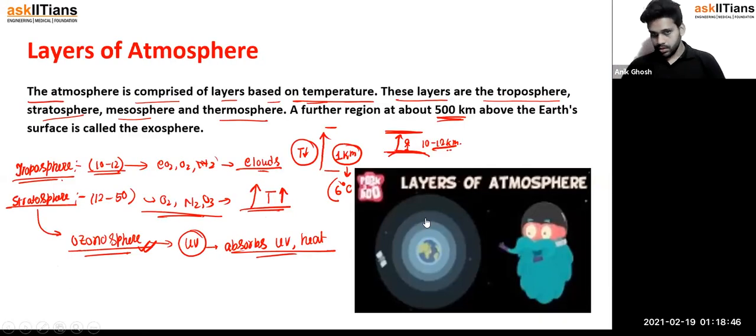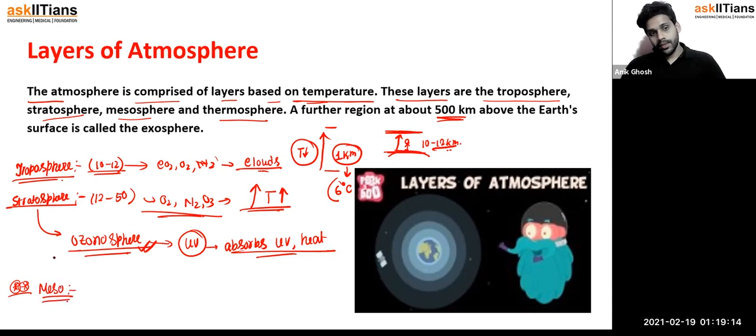Yeah, so here we are saying that the troposphere and the stratosphere, right? The troposphere is up to 10 to 12 kilometers, and the stratosphere is from 12 to 50 kilometers. In there is the ozonosphere as well. Now, after that comes the mesosphere, right?